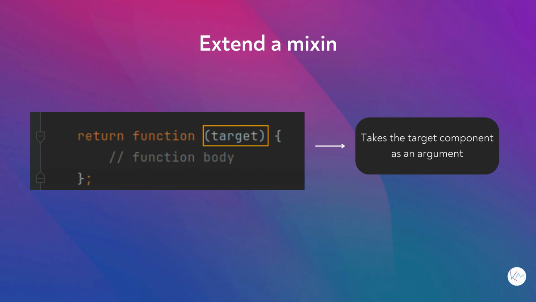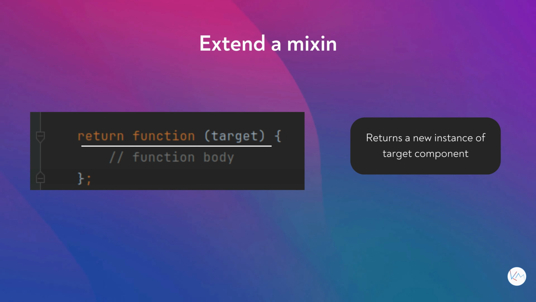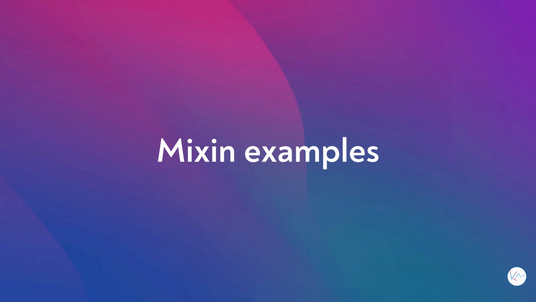To extend the mixin, just pass the target component as an argument. Modify and return the target objects or methods, and return this function as the new or modified component. Let's explore further with some examples.